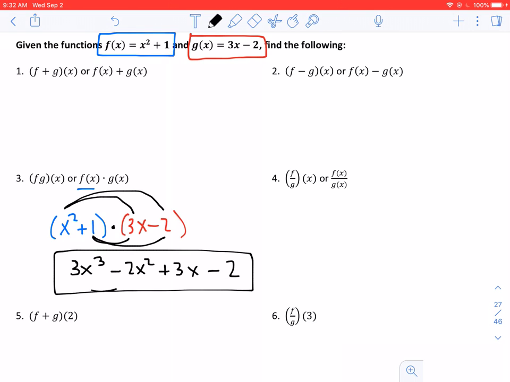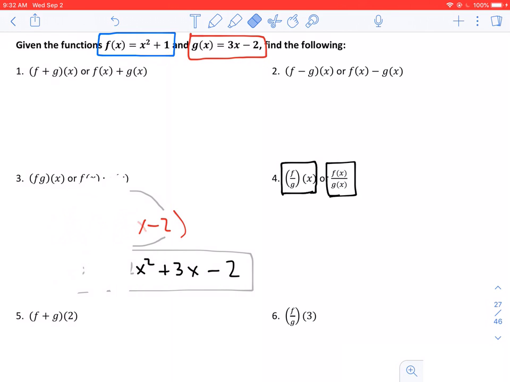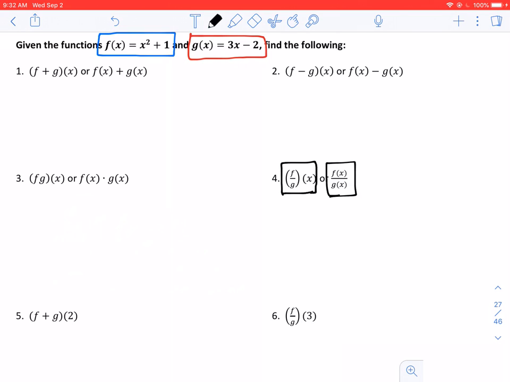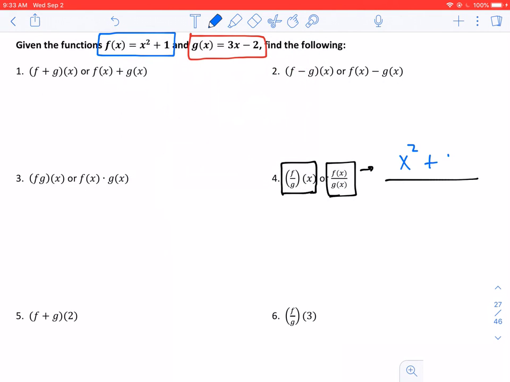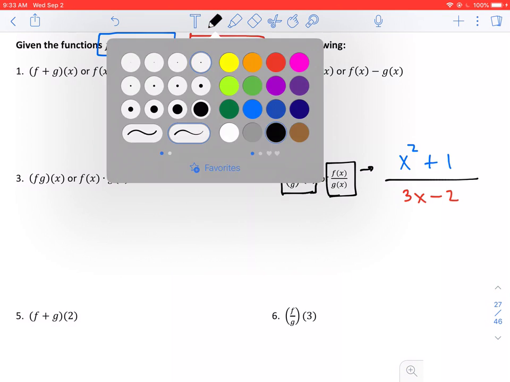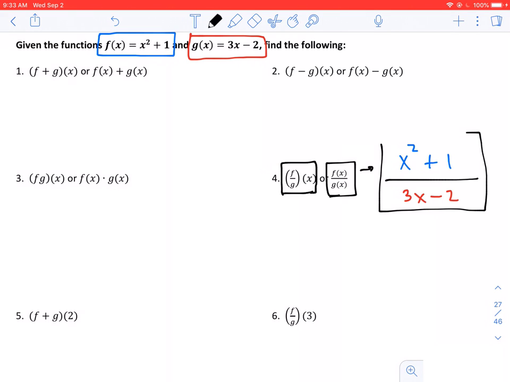All right. Example 4. What is f divided by g of x? Remember, f divided by g of x is the exact same thing as f of x divided by g of x. So be familiar with both, depending on which type I ask. Okay? So f of x divided by g of x. So f of x on top, so what's that? X squared plus 1 divided by g of x, 3x minus 2. And this is actually our final answer.